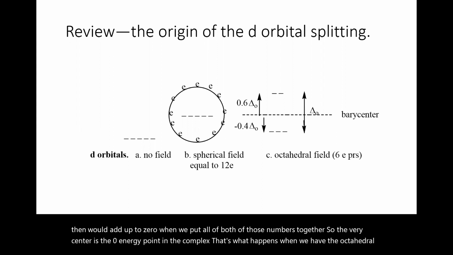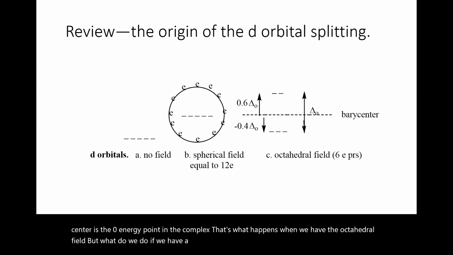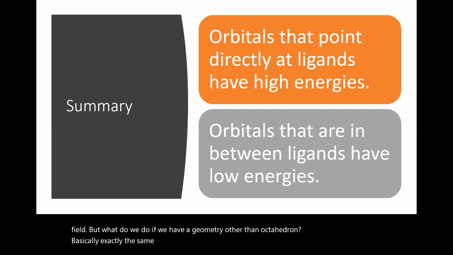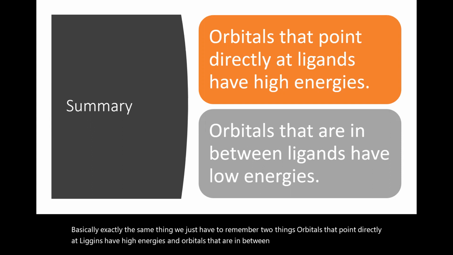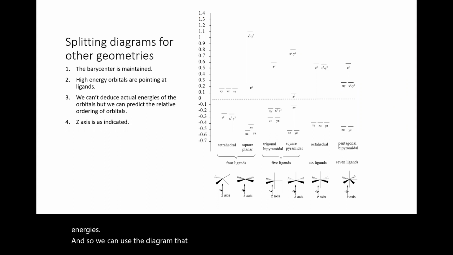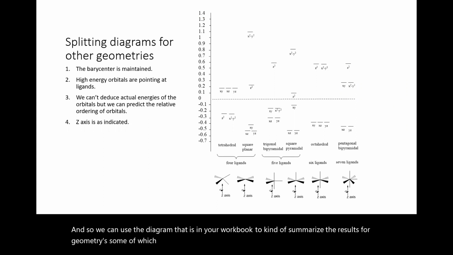But what do we do if we have a geometry other than octahedral? Well, basically exactly the same thing. We just have to remember 2 things. Orbitals that point directly at ligands have high energies, and orbitals that are in between ligands have low energies. And so we can use the diagram that is in your workbook to summarize the results for geometries, some of which are familiar and others less so.